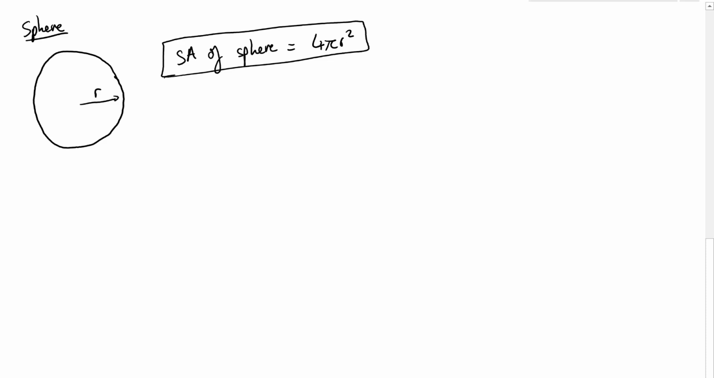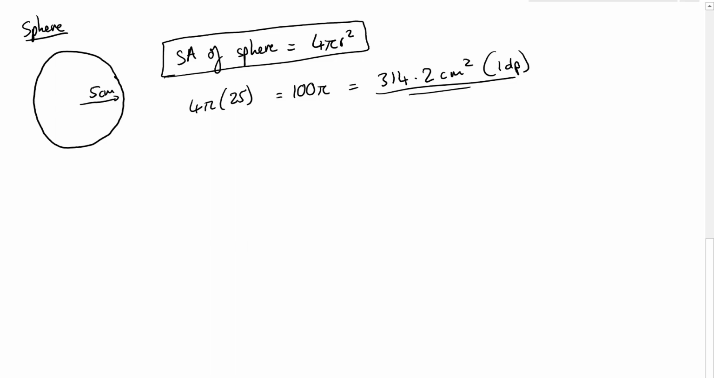Let's say I change this r and I make the radius 5 centimeters. I would then just put that into here. It would be 4 pi times 5 squared, which would give me 25, and this would give me 100 pi, which would give me 100 times pi, which gives me 314.2 centimeters squared to 1 decimal place. So that's how we work out the surface area of a sphere.